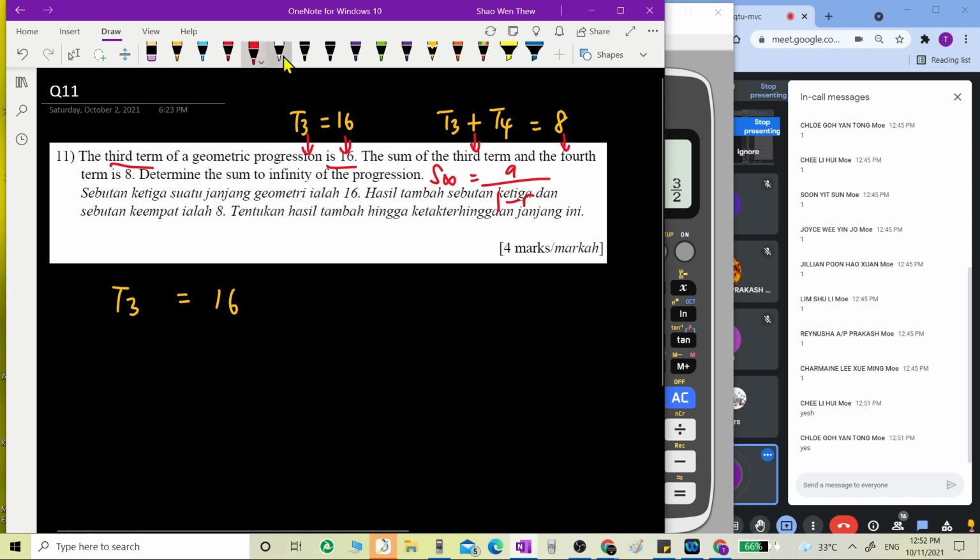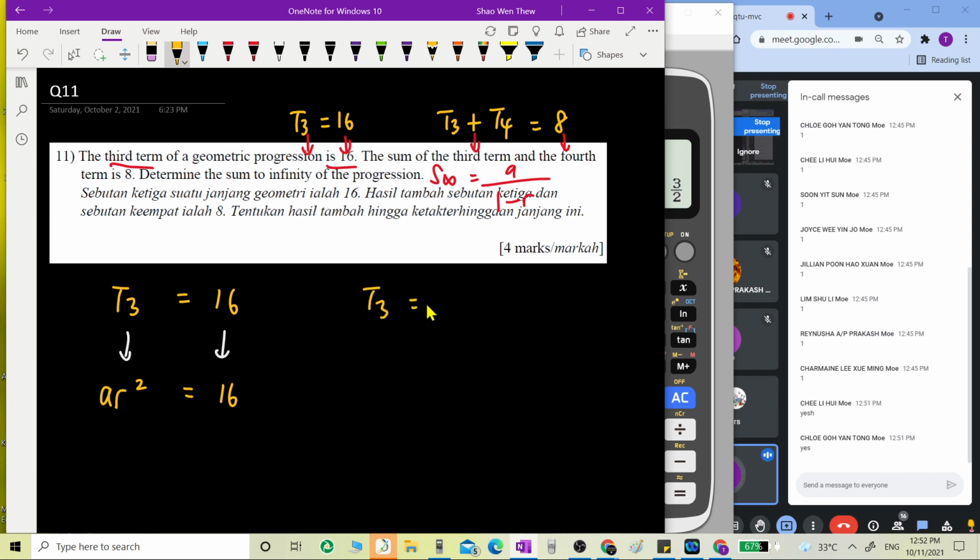Then continue again. This is my secret in mathematics. Many topics we use the same skill. Same technique only. T3 equal to 16. And the next thing is you ask yourself the formula. This one is GP. Don't use the A plus 2D. A plus 2D is for AP, right? GP is AR power 2, AR square. Then 16 you copy on the right hand side. So this is the step I like you to do.